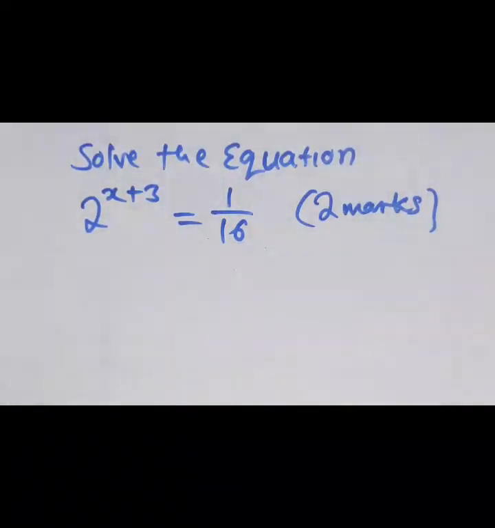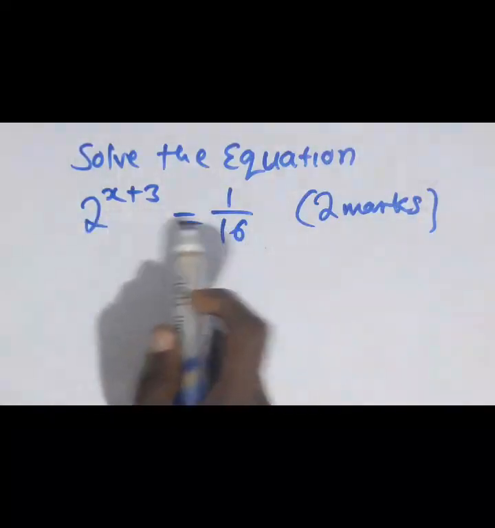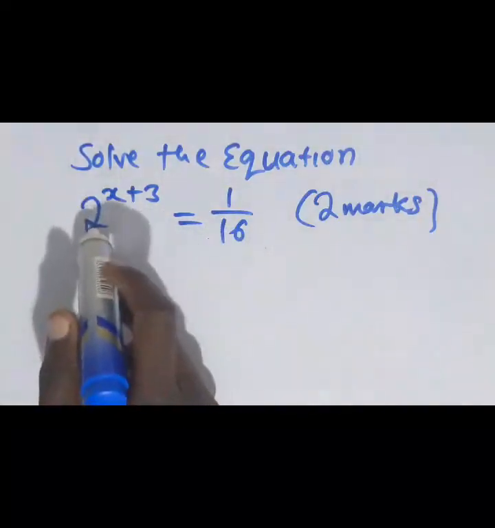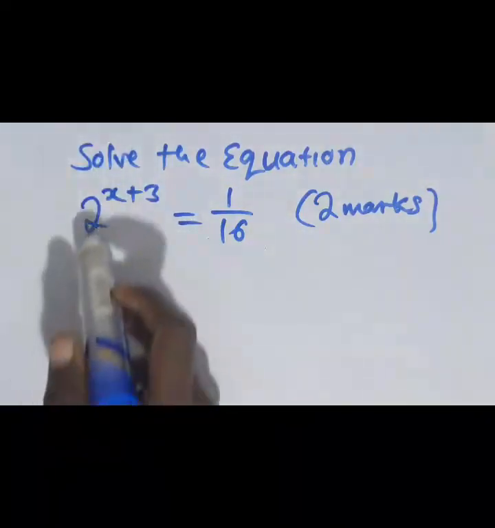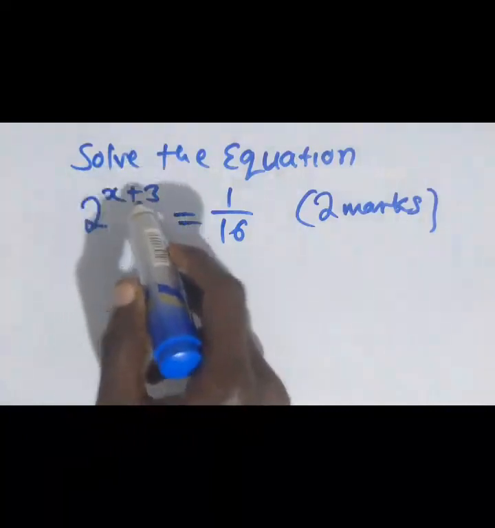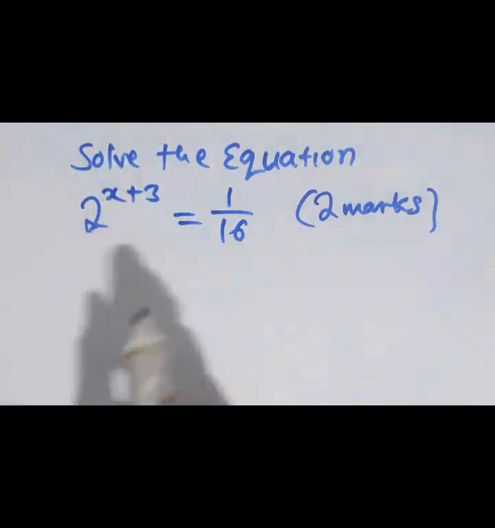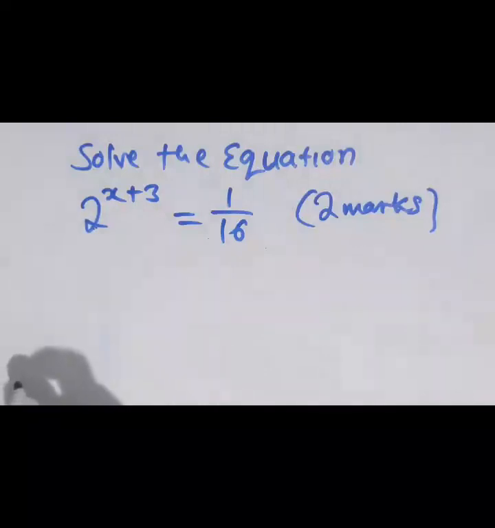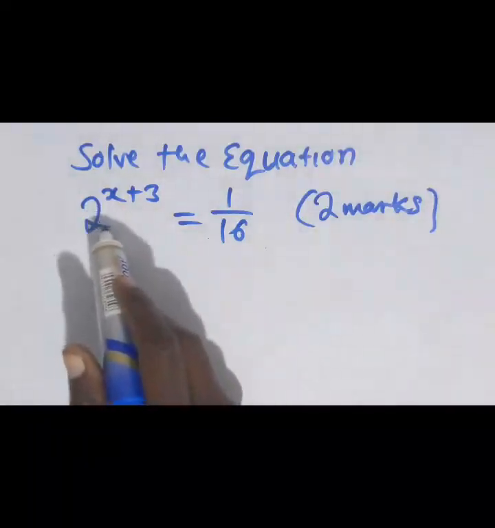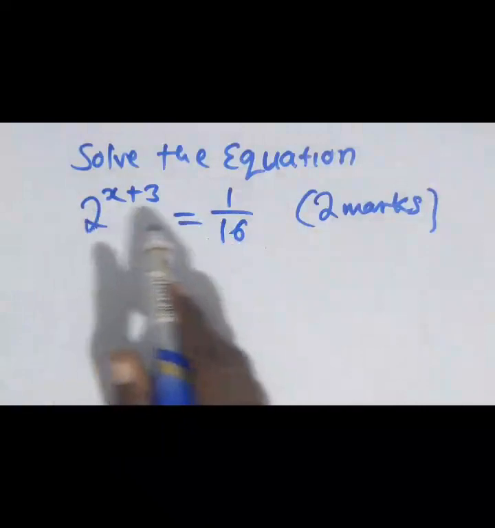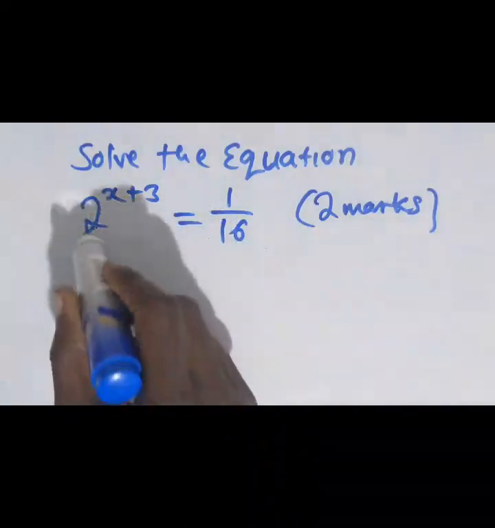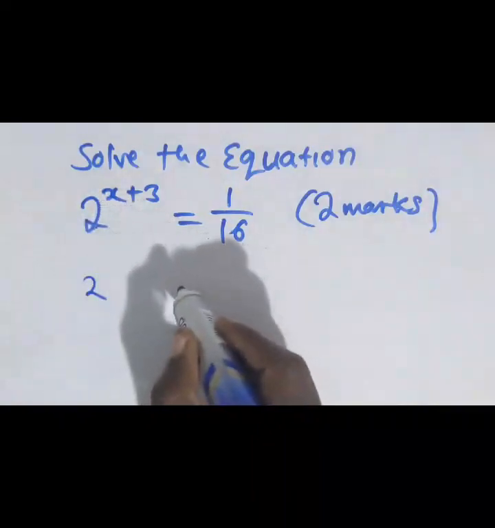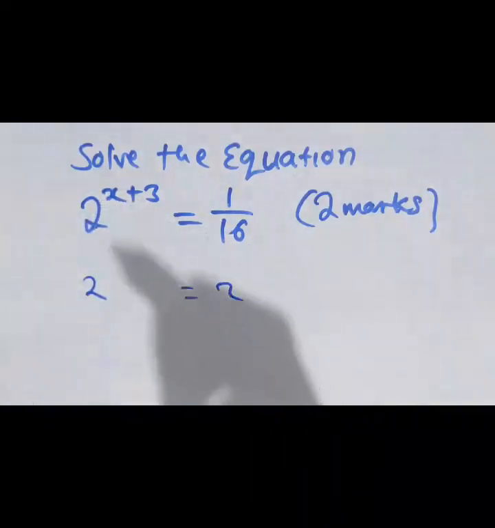What do I mean? These are called bases, they are the ones down. This is a base, and this is what we call a power up there. So to solve this question, you are supposed to make the bases look the same, meaning that if on this side there is base 2, on this side there must be base 2.